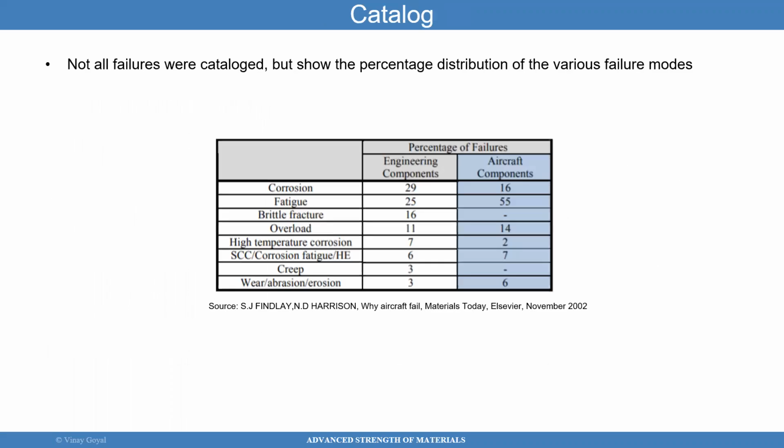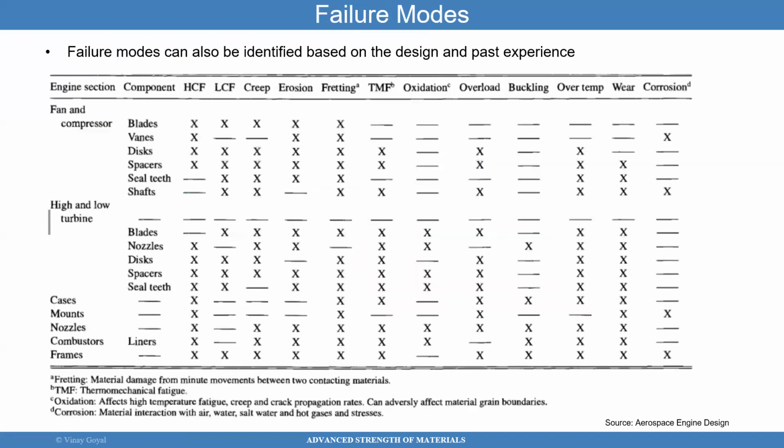And here what I show you is a catalog of failures in aircraft. Corrosion was many of them. This is the percentage of failures. Fatigue is one of the highest ones. Brittle fracture, 16%. Stress corrosion cracking, about 6%. The source is given here at the bottom. It's called Why Aircraft Fail. I invite you to read that. It's a special publication, but it's very helpful to see. If you're going to design something, this is a very nice publication to look at.